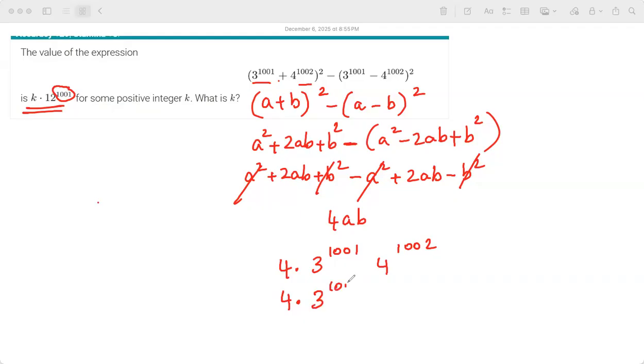Can I write it like this? Oh yeah. Can I write it like that? Yeah. Are you all with me? Now I can combine this. That becomes 12. 16 times 12 to the power of 1001. Am I making sense? And then K would be 16. Good job.